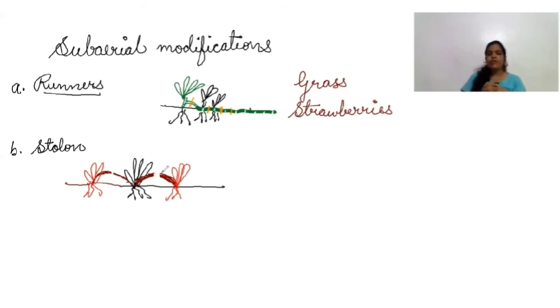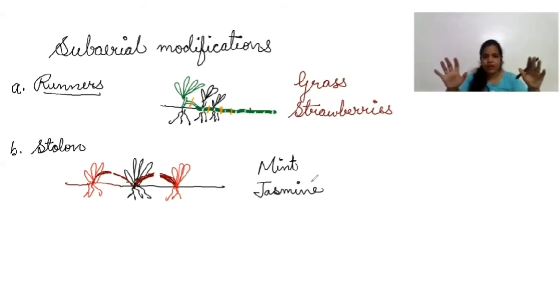Clear? Now coming to the stolons, the examples are mint, and another example is jasmine. Clear? So mint and jasmine both have a wonderful smell. So all smelly examples are included in the stolon. That's how you can remember. Now you need to remember the two examples we have: mint and jasmine.